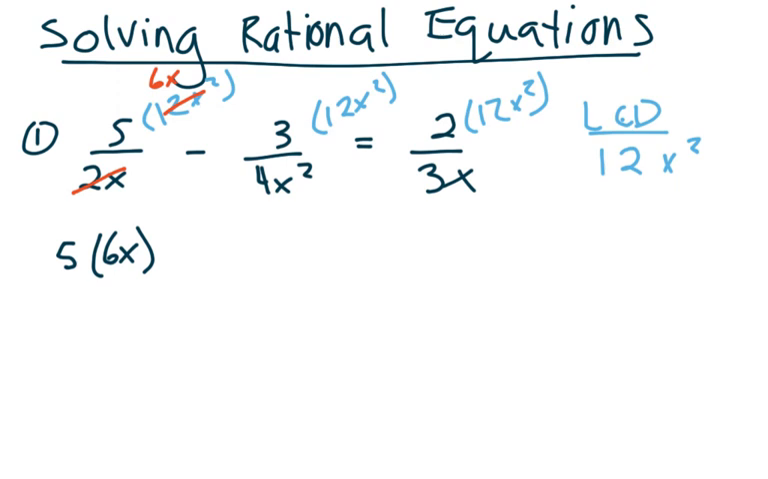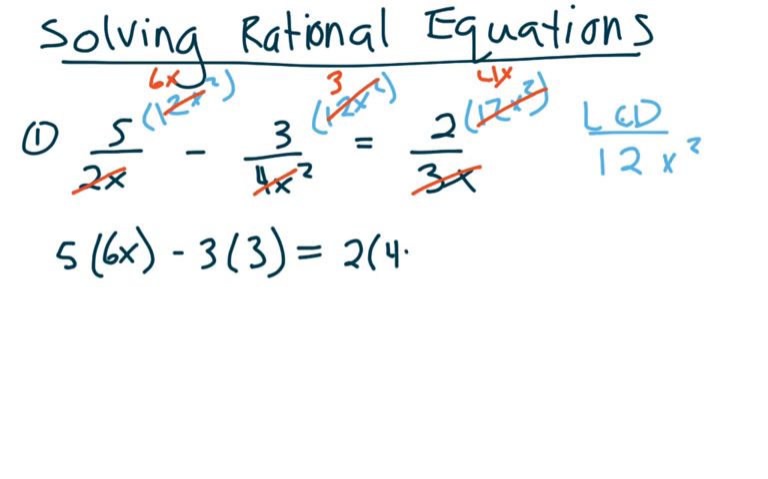I would then reduce my middle fraction. The 4x squared and the 12x squared can reduce. The 4x squared would cancel out, and the 12x squared would become a 3. So now my numerator becomes minus 3 times the 3 that's left over. And my last fraction would cancel out. The 3x and the 12x squared would reduce down to a 4x. So I'd be left with a 2 times 4x.